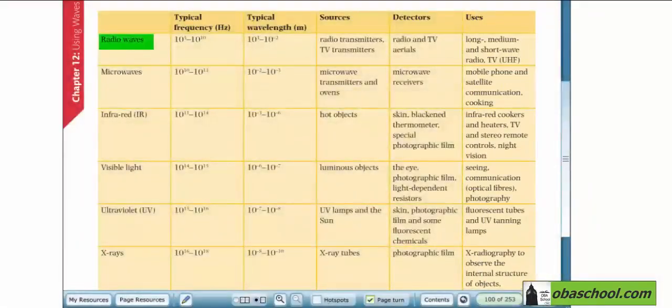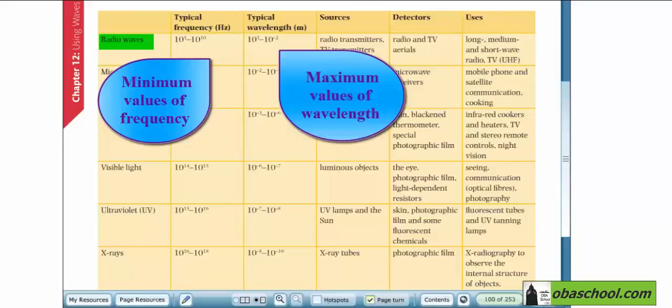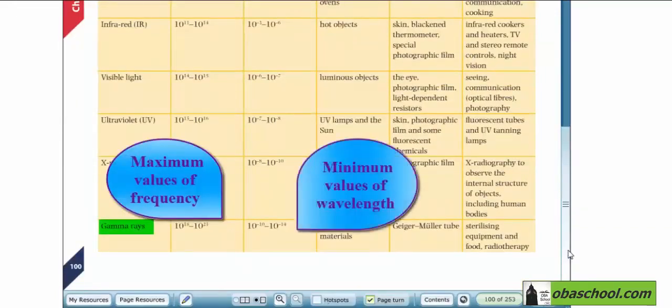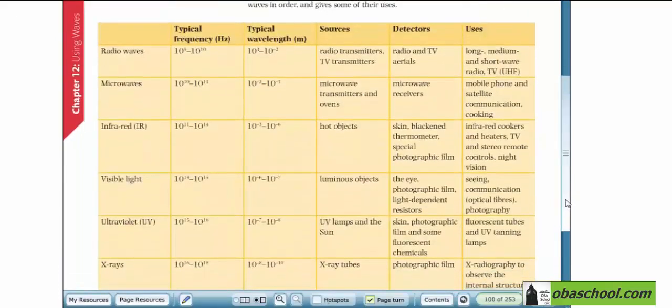So, the radio waves have minimum values of frequency and the maximum values of wavelength, while gamma rays have the maximum values of frequency and the minimum values of wavelength. We can recognize that the values of frequencies for the different types of waves are in sequence, as the radio waves propagate in a range of frequency of 10 to the power 5 to 10 to the power 10, and microwaves propagate with a range value of frequency between 10 to the power 10 and 10 to the power 11, and so on. Infrared, 10 to the power 11 to 10 to the power 14.